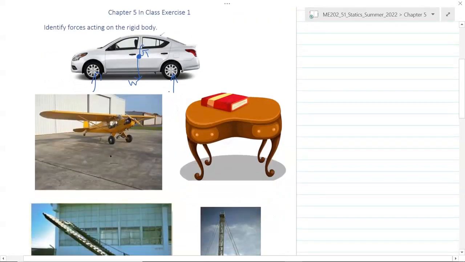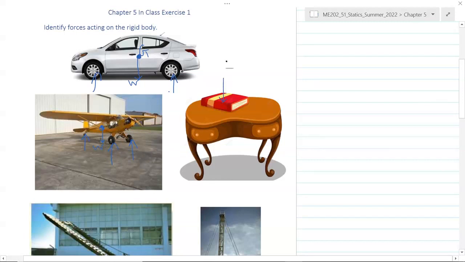For the example of this aeroplane, which is also in equilibrium, there are 3 support reactions at 3 tires coming from the ground, because these tires are actually supported by the ground. So the ground exerts normal force on those tires. And the plane has a center of gravity, which is somewhere here, and the weight of the plane acts downward. So these are the different support reactions.